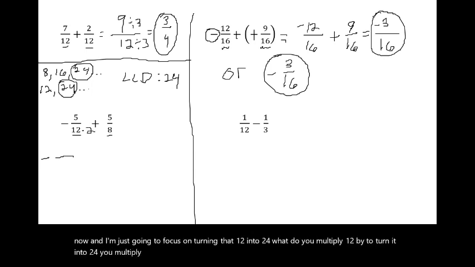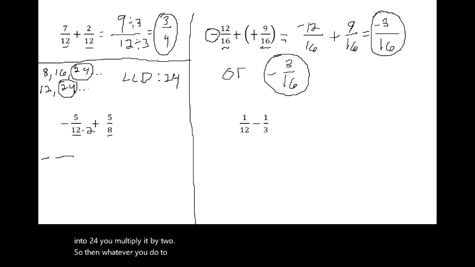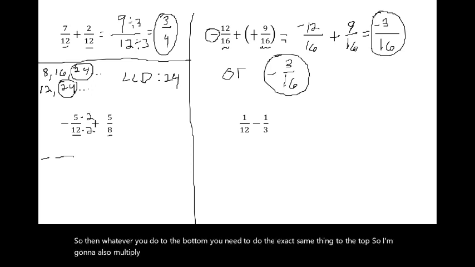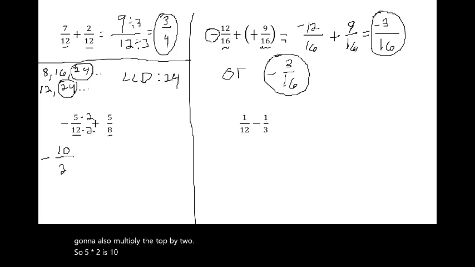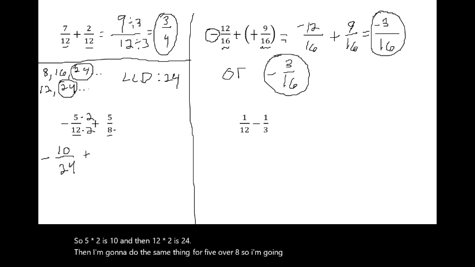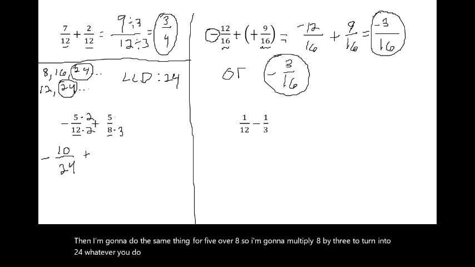So whatever you do to the bottom, you need to do the exact same thing to the top. So I'm going to also multiply the top by 2. So 5 times 2 is 10 and then 12 times 2 is 24. Then I'm going to do the same thing for 5 over 8. So I'm going to multiply 8 by 3 to turn it into 24. Whatever you do to the bottom of a fraction, you need to do the exact same thing to the top. So then 5 times 3 is 15 over 8 times 3 is 24.